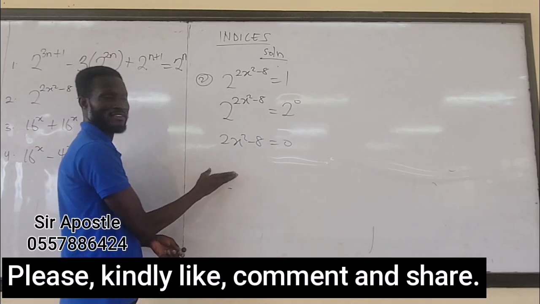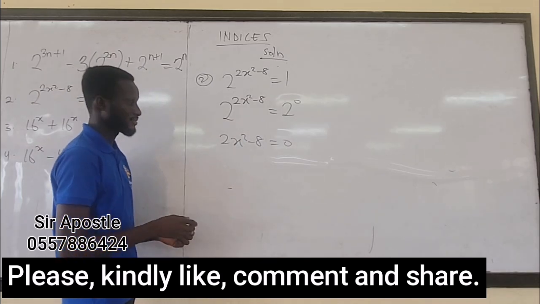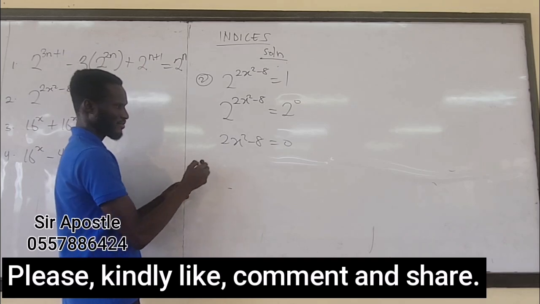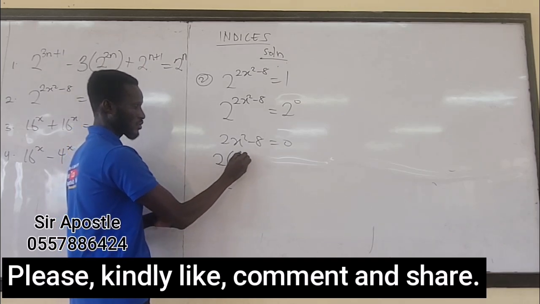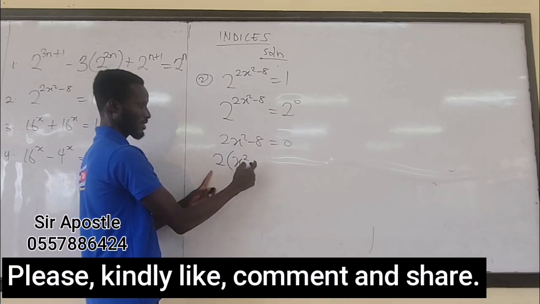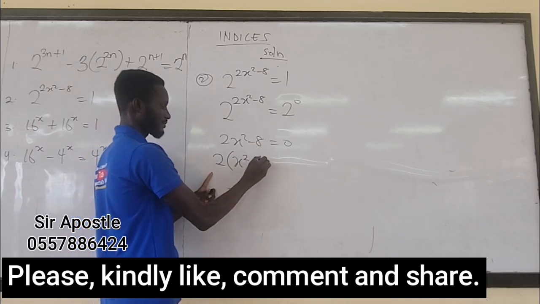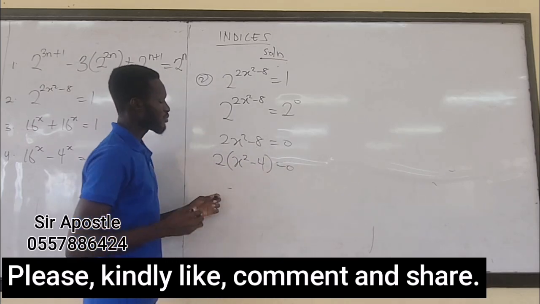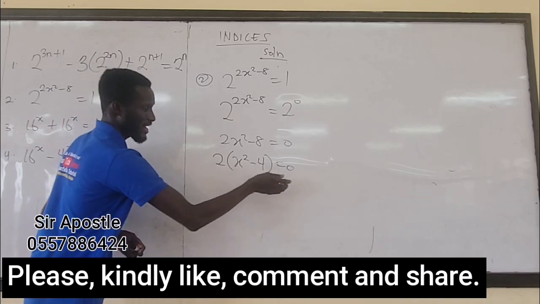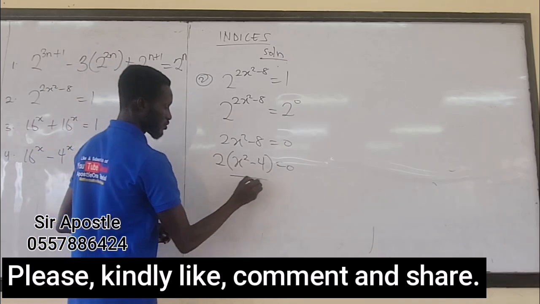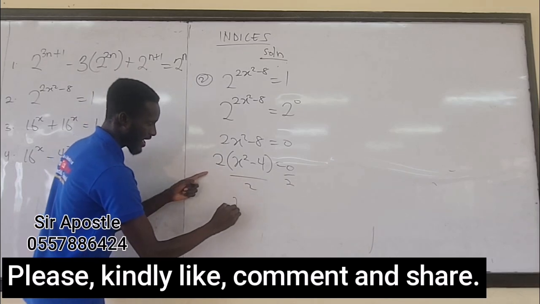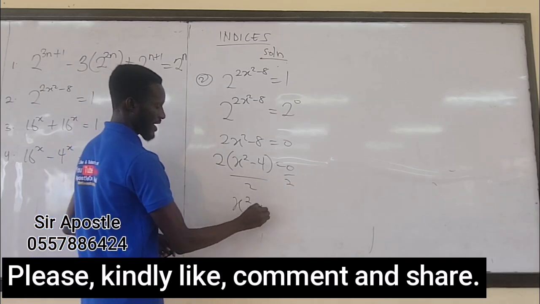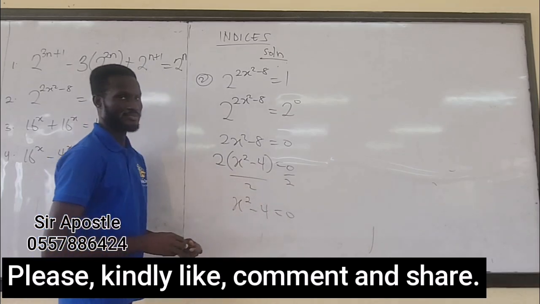Now at this point, we have to factorize to get the value of x. So what I'm going to do is that first I'm going to factorize 2 out. So I'm going to get x squared, 2 going to 4, 2 going to 8 4 times. Now at this point, I can divide through by 2. 2 will cancel 2. So we have x squared minus 4 equal to 0.